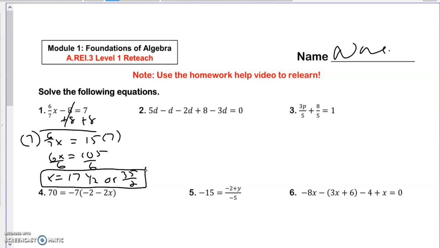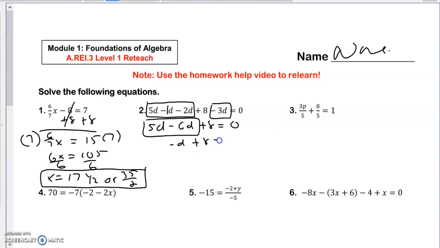I simplified it. Taking a look at the next one, I notice that I have all these D's. I need to combine them. So what I did is I put the positive D down, and I know there's a 1 there. I have a minus 6D plus 8 equals 0. Then I'm going to combine these, and I get a negative D plus 8 equals 0. I'm going to subtract 8 from both sides. I get a negative D equals negative 8. Divide by negative 1. Two negatives make a positive, and I get D equals 1.